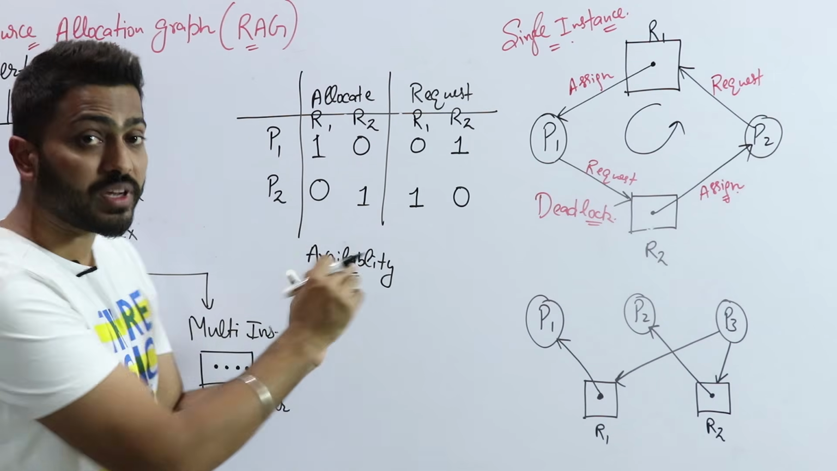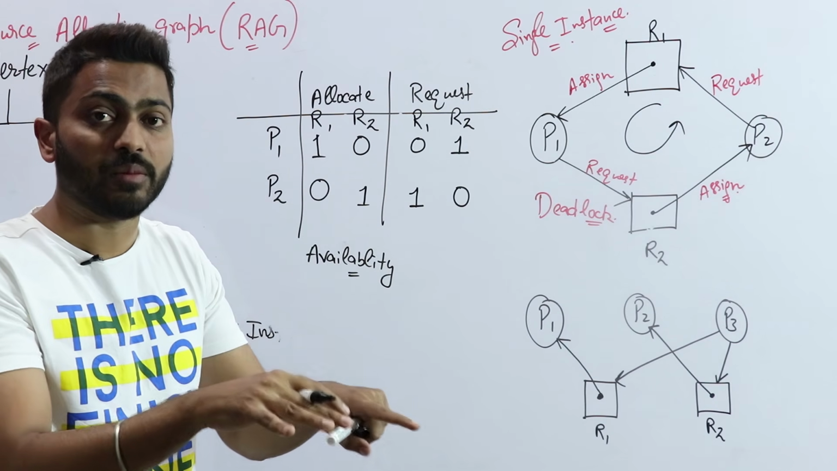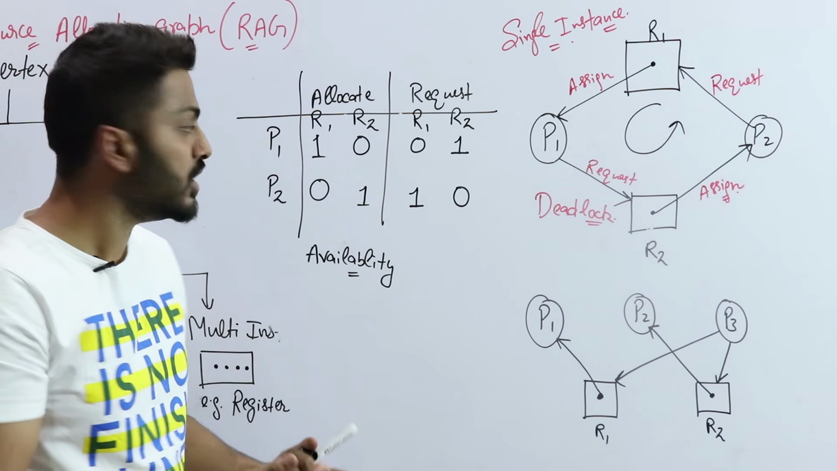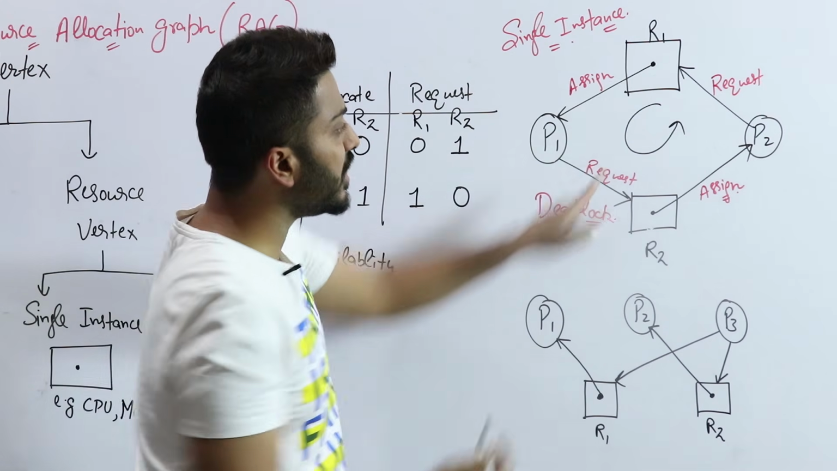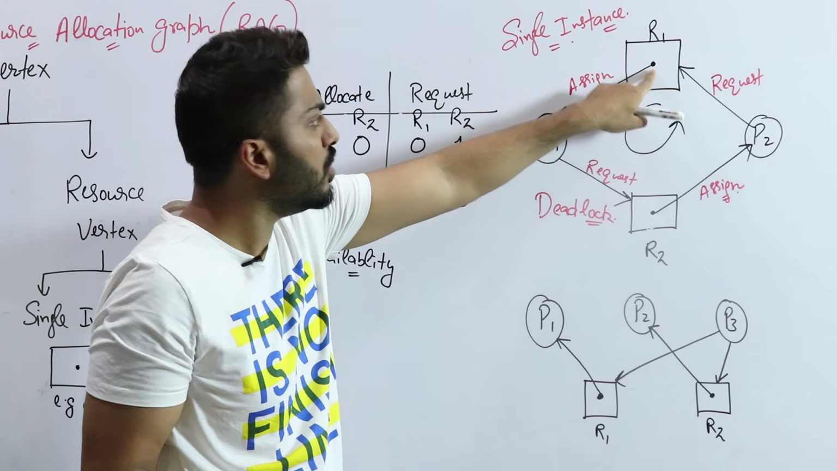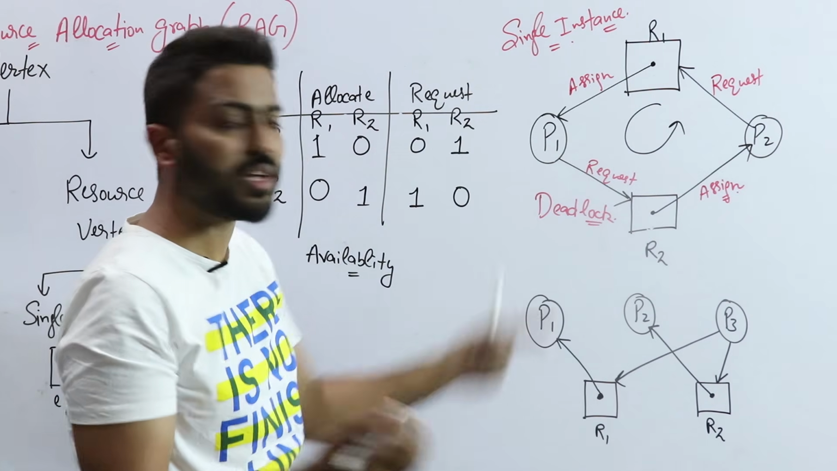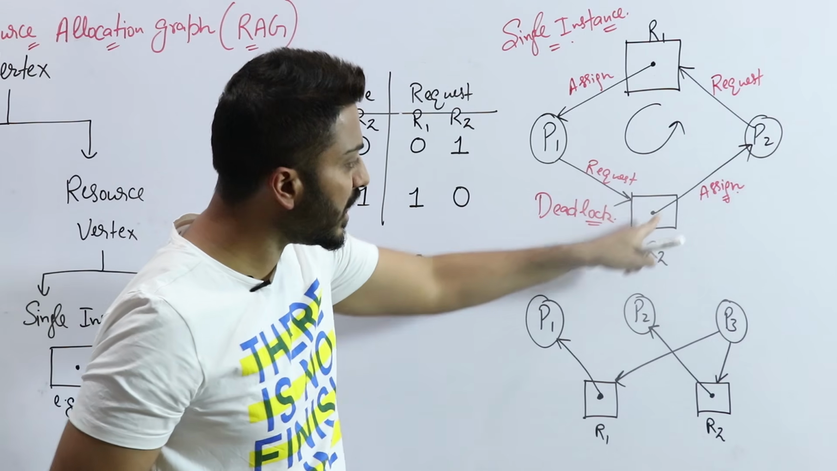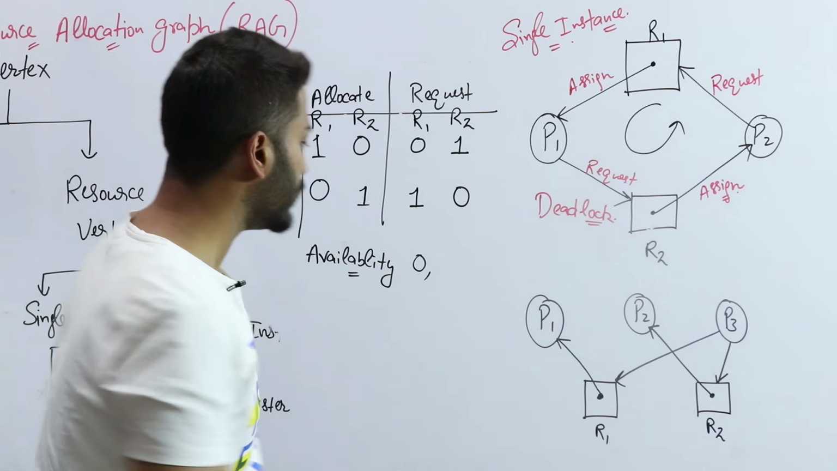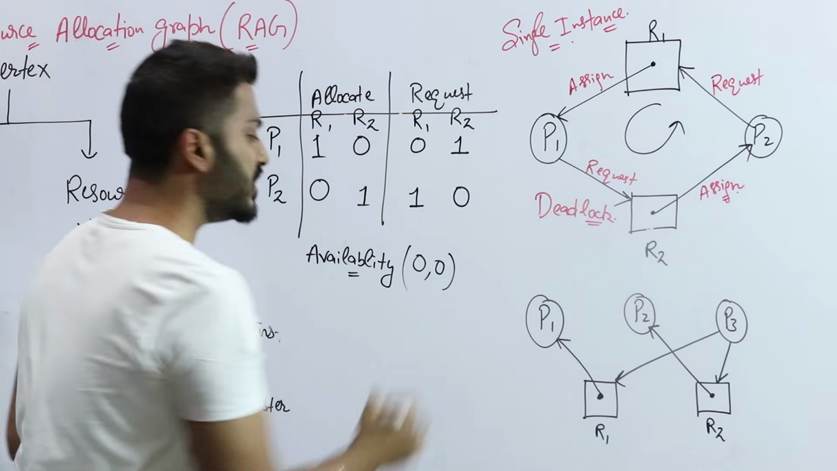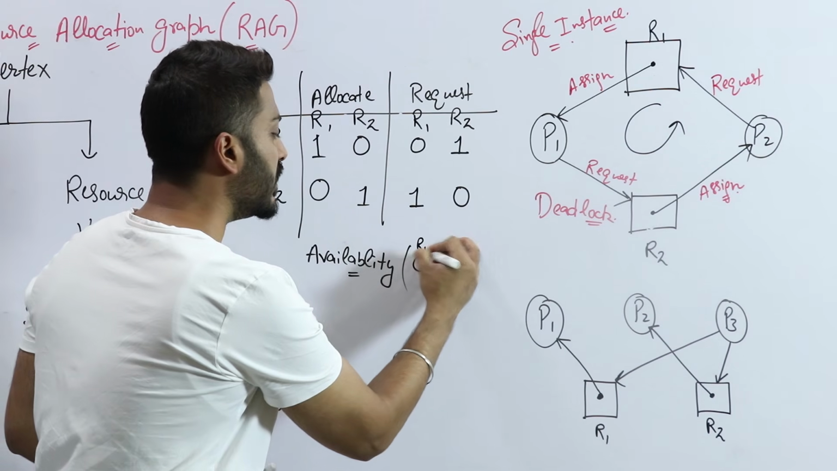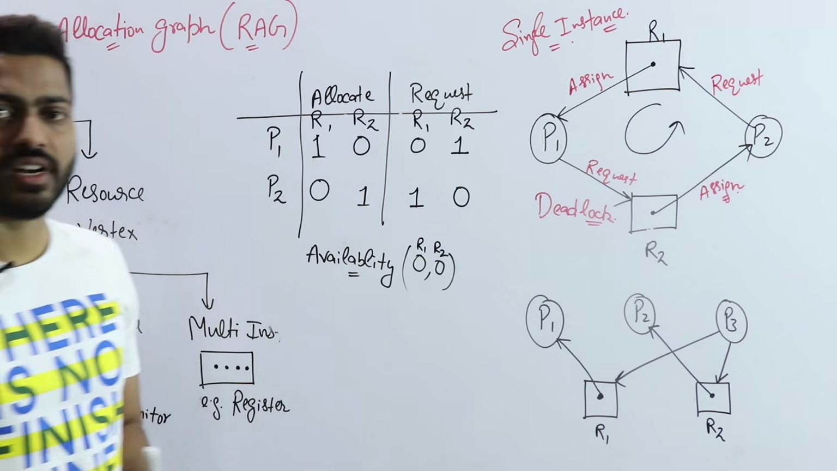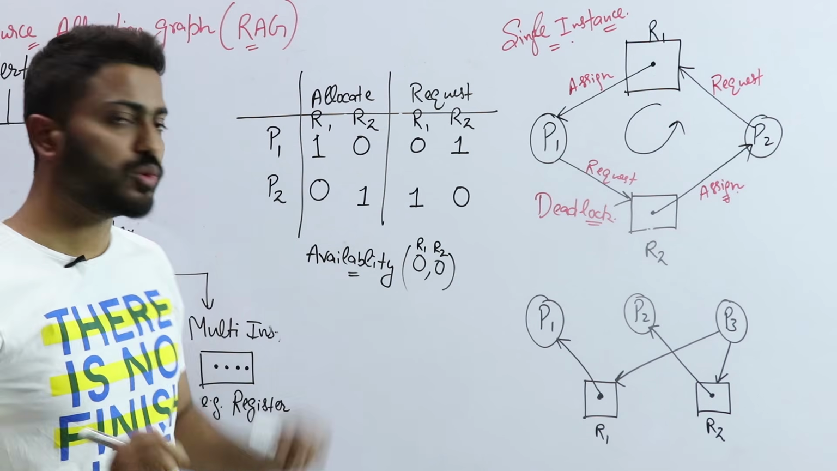So availability means how many resources we currently have available. Currently, how many do I have available? So R1, is there any resource of R1 available? No, only one was there, which is taken by P1. So 0. R2, do I have any resource of R2? No, so it is already 0. So I have R1 and R2 both as 0 0. Currently I have R1 0, R2 0.